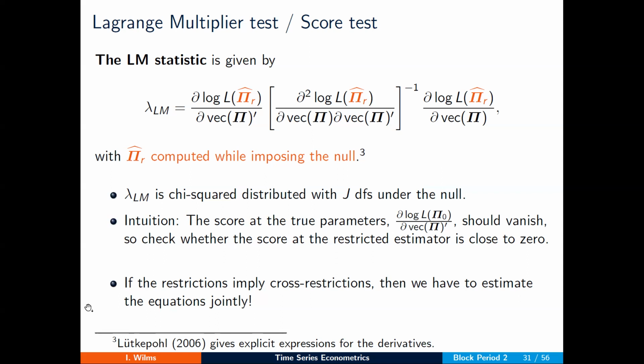Now, when would we like to use this statistic in practice? Well, when it is easy to obtain the restricted parameter estimates. But of course, realize that you need to impose the restrictions as set out under the null to get this estimate. If the restrictions would imply cross restrictions, meaning that they would involve parameters from different equations of the VAR, that would mean that you can't simply estimate the parameters equation by equation anymore. But then you would need to estimate the system jointly, which would typically be more cumbersome.